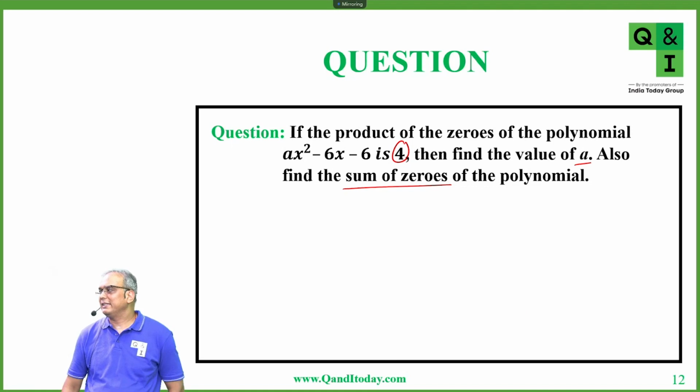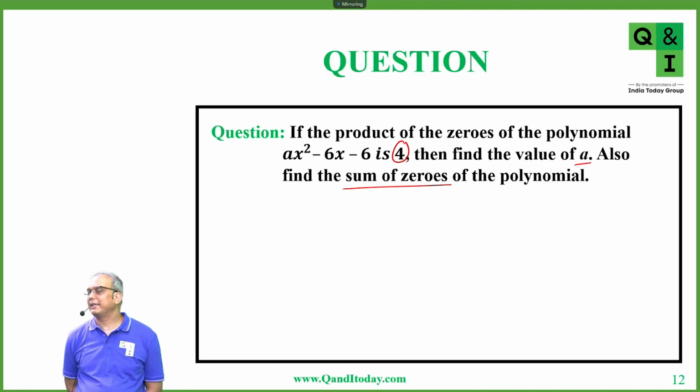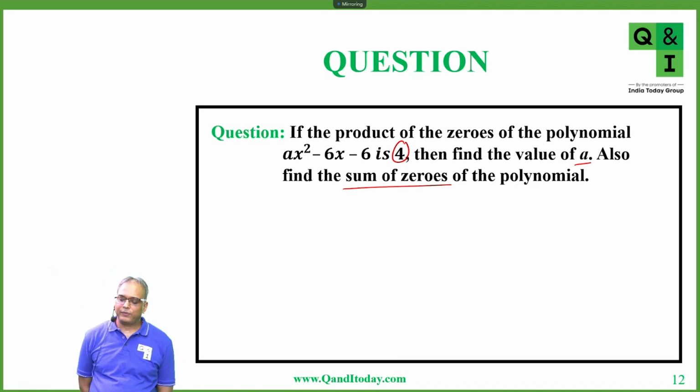Yes, value of a is correct. Minus 3 by 2 is the correct answer. Now you have to also find the sum of zeros.